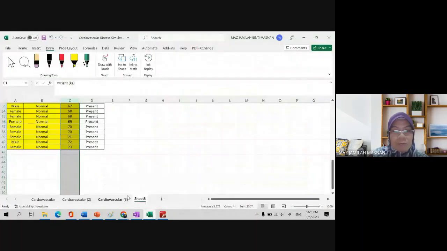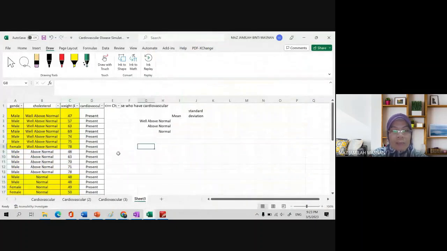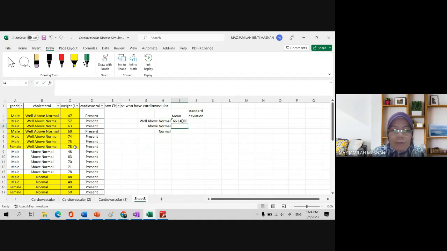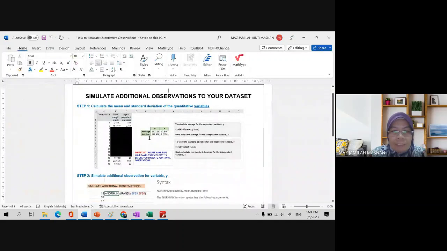So let's see how we can do that. As I mentioned earlier, we have to find the mean and standard deviation for each of the groups so that we are focusing on each group. So for well above normal, find the mean. Get the average. Double click the average, then choose the data and then enter. So you got the average value. Now find the standard deviation.